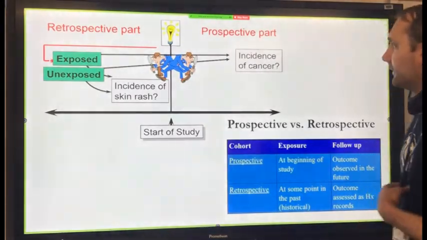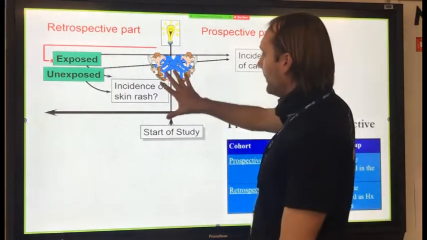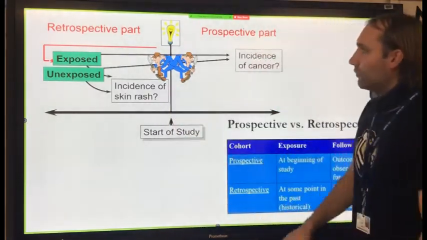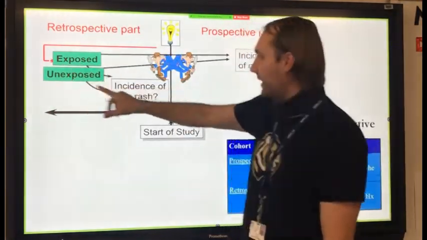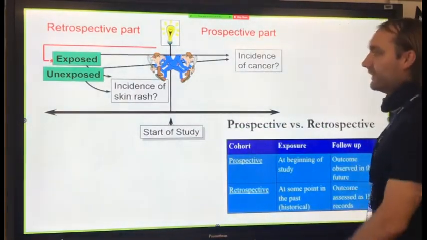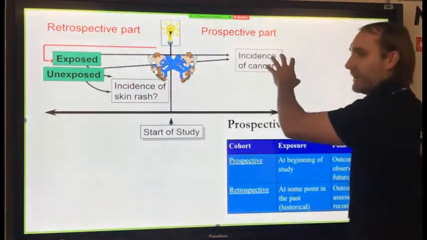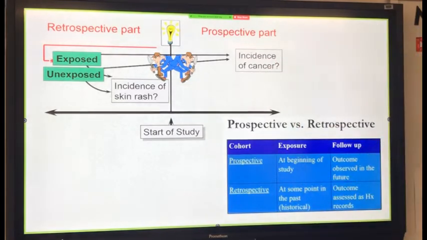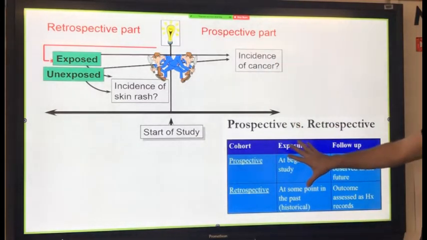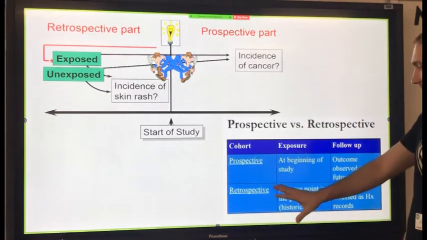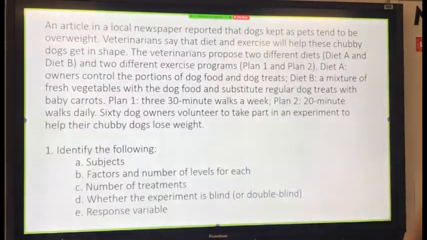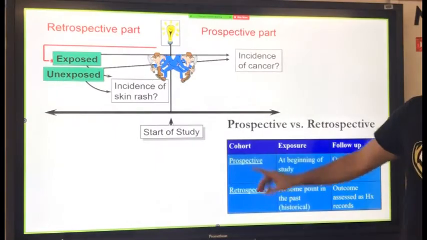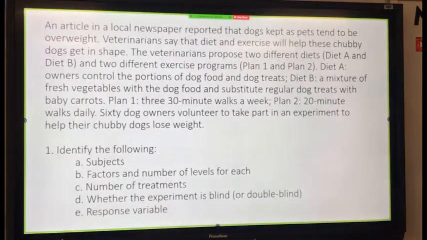Retrospective and prospective. Think of seeing somebody with a skin rash. Retrospective is, how did that rash occur? You're going back to previous data and seeing how they got to this point. Prospective, you're looking at, okay, this person has a rash, will it develop into cancer later? So prospective is you start at the beginning and look at future outcomes. Retrospective, you're already at some point, trying to figure out why this happened, looking at previous data. Prospective, you're looking at what will happen if I do this.